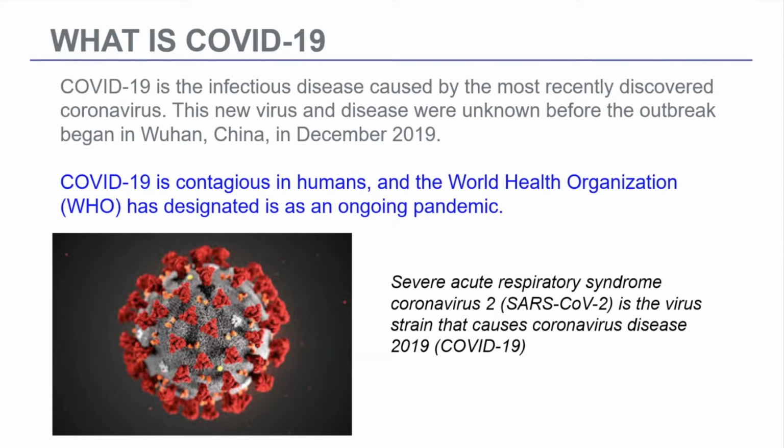COVID-19 is an infectious disease caused by a most recently discovered virus, the coronavirus, from an outbreak that began in Wuhan in China in December 2019. It's a contagious disease, and though zoonotic means originating in animals, it is contagious in humans, and the World Health Organization has designated it as an ongoing pandemic. Severe acute respiratory syndrome coronavirus 2, or SARS-CoV-2, is the particular virus strain that causes COVID-19, right?